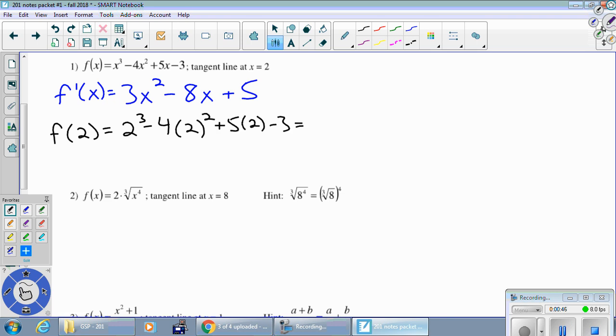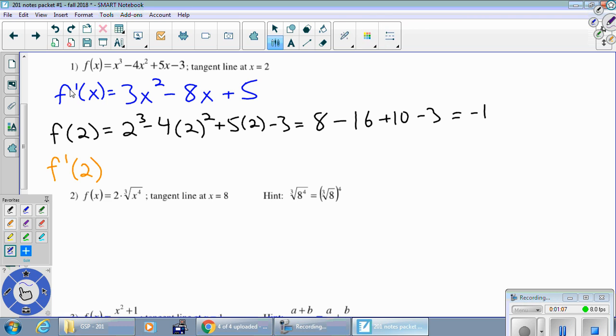And it says no calculators, so I'll try this one on my own with no calculators. 4 times 4 is 16, plus another 10 minus 3. Negative 8 plus 7, I get negative 1. I'm hoping that's right. Then we need to find the slope of the tangent line, which means plugging 2 into the derivative. And so you'll notice the good notation here, f of 2 and then f prime of 2 lets the reader know exactly what's happening.